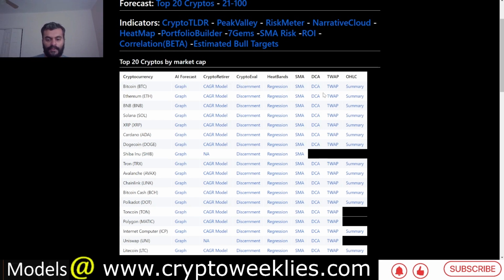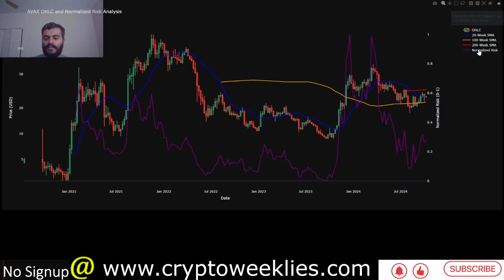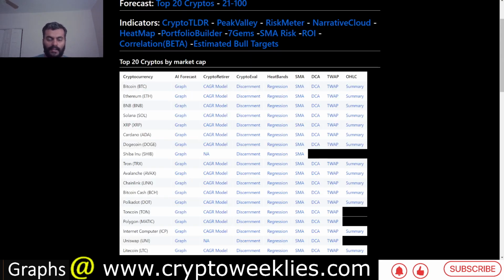So this is where we are at in terms of the weekly price action. These are the weekly candles for AVAX, with the 20-week moving average coming in at around $26, close to the price action. The 100-week is at around $23, so price is slightly above it, and the 200-week is at around $32. So price is sandwiched between the 100-week and 200-week. If we normalize the risk for accumulation, it's coming in at around 0.27, so between the second and third best time to DCA.